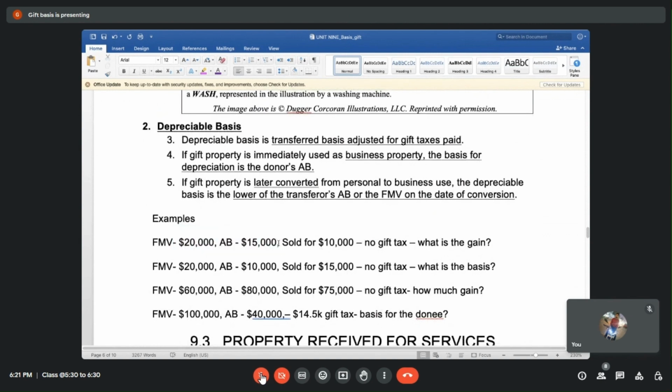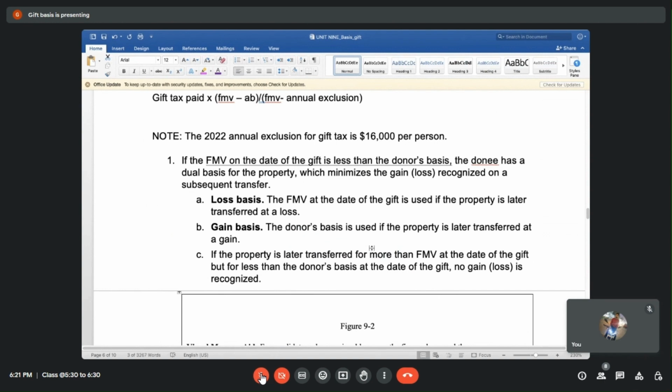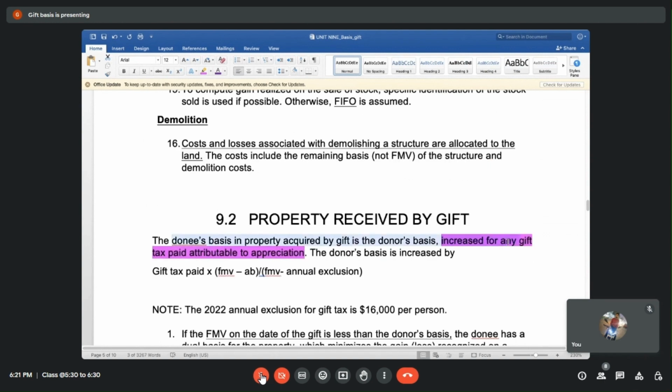And it is sold later on for $10,000. Let's not get into whether it's a long-term sale or short-term sale. We are not worried about that part. We just want to focus on what is going to be the basis for this gifted property. How the tax is calculated is different. So it got sold for $10,000, and let's assume there's no gift tax paid. Why am I writing that there's no gift tax paid? Because if there is gift tax paid, we have to increase the basis for any gift tax paid on the appreciation.